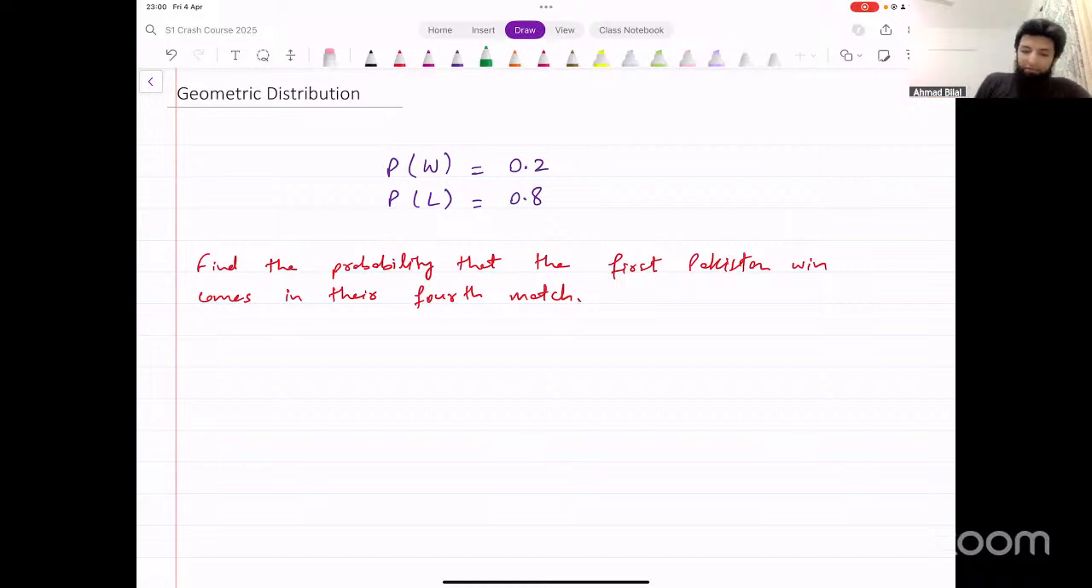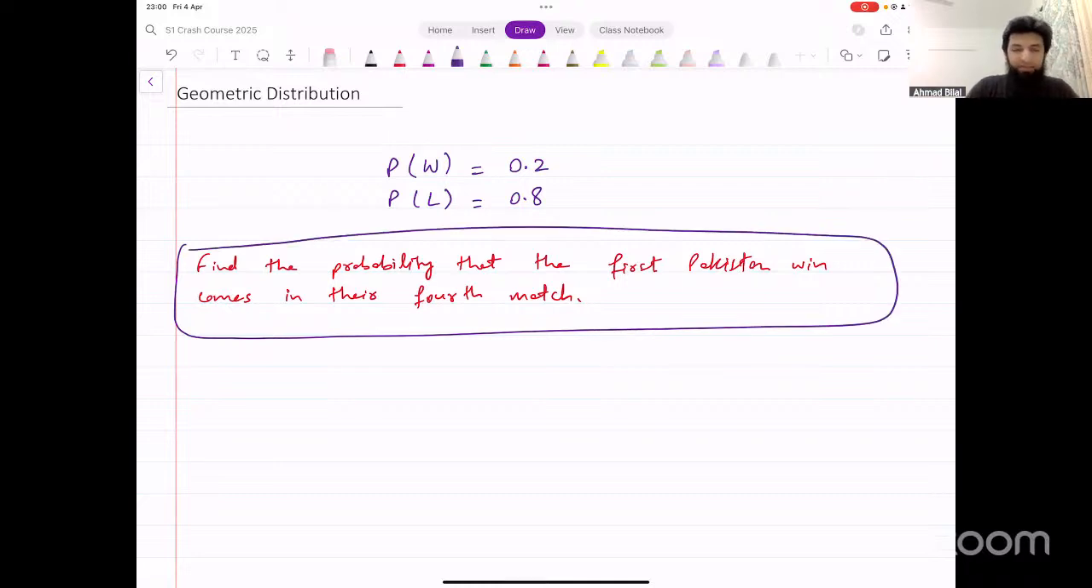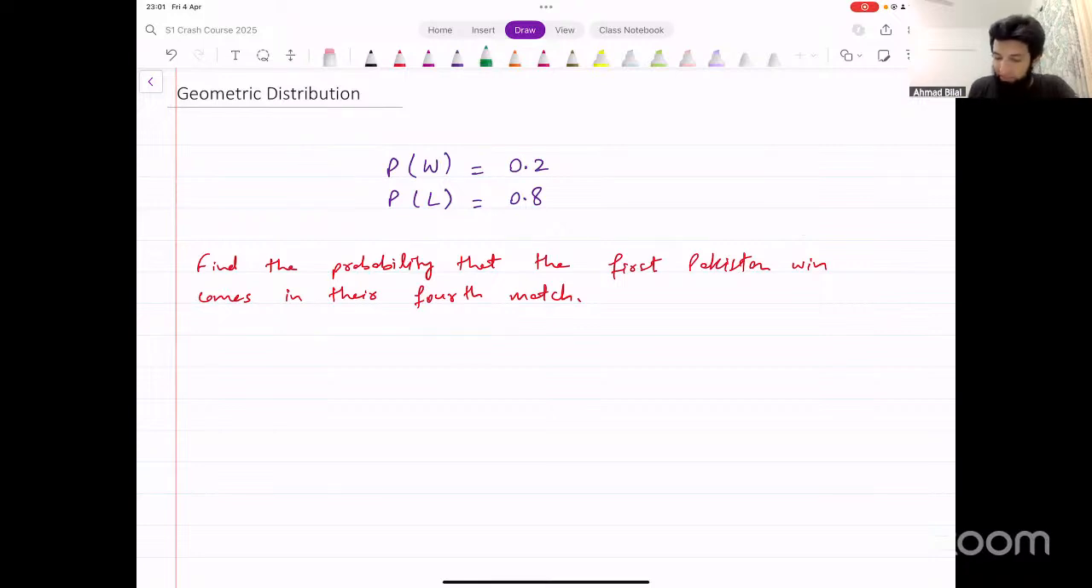Now, what if we wanted to find the probability that, so Pakistan team is playing matches repeatedly, one after the other. So after every 2-3 days, they have another match, right? So they are playing matches like this for the next year or year and a half. We want to find the probability that the first Pakistan win comes in their fourth match. So starting from now, the first win comes in their fourth match. What would be the probability for that? Now, the keyword here is that the first win comes in their fourth match.